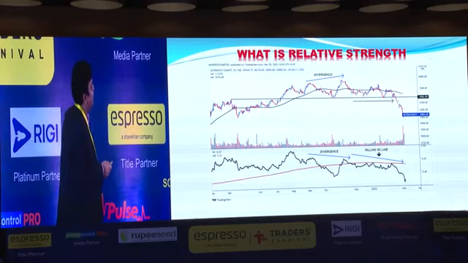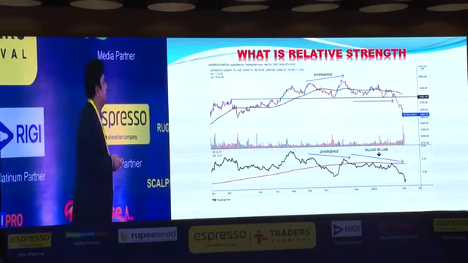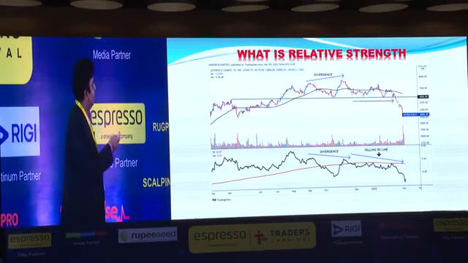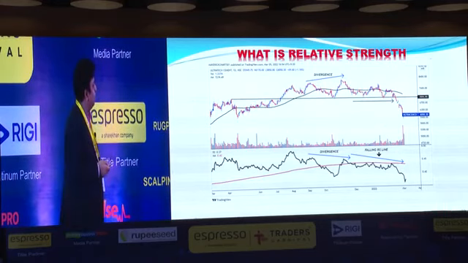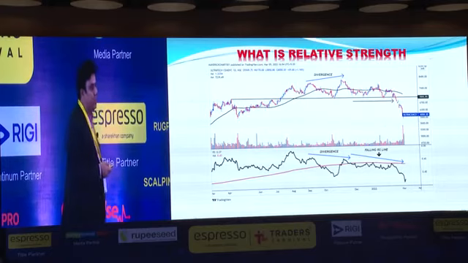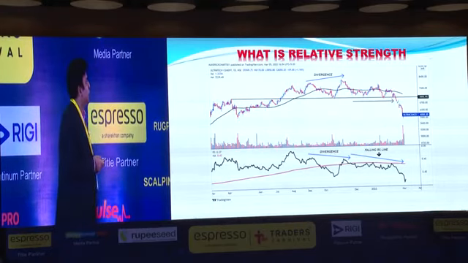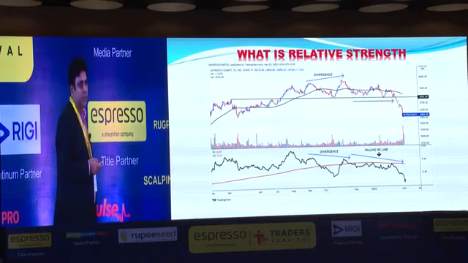Similar chart, Ultratech. After that divergence, it is doing nothing, and once the support is breaking, we have a falling RS line. RS is well below the 200 SMA, this is a daily chart. So after this support breaks, it gives a good breakdown.